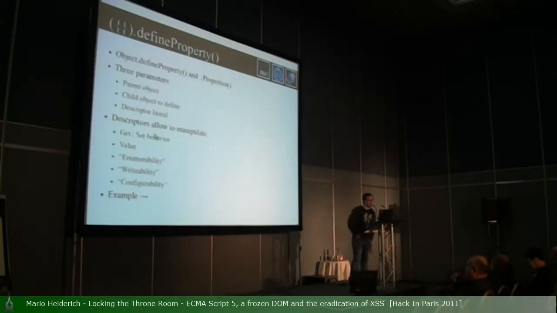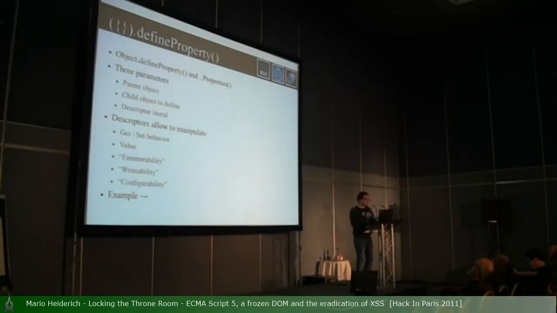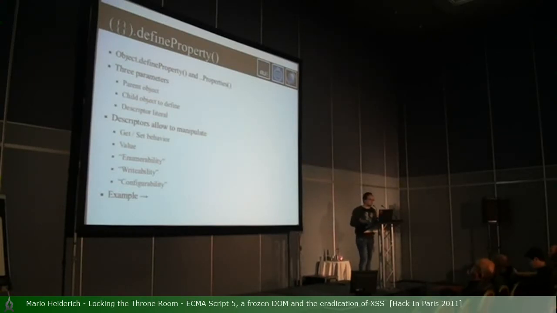So what is Object.defineProperty doing? Basically, it is capable of defining a property. What a surprise. We have three parameters. We have the parent object we want to define upon. We have the child object, which we actually want to define, like with defineSetter, and we have a descriptor literal. With this descriptor literal, we can pass in some properties on how to define this and how to take care of the state of this object.